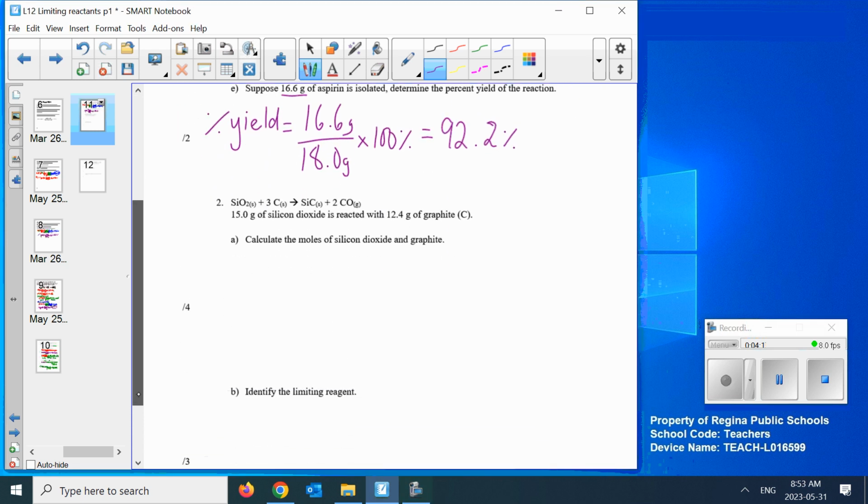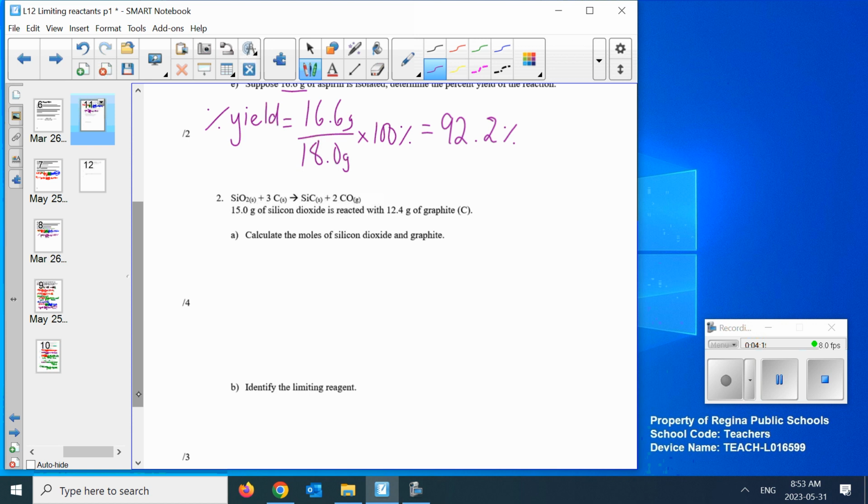This one. Silicon dioxide, that's the SiO2. 15 grams of that reacted with 12 grams of graphite. In case you didn't know, graphite is C. Graphite, where do you use that, by the way? Maybe your pencil, right? So pure carbon can be in the form of graphite, and if it's under pressure and heat, in the right conditions, it forms diamonds too. There's a big difference.